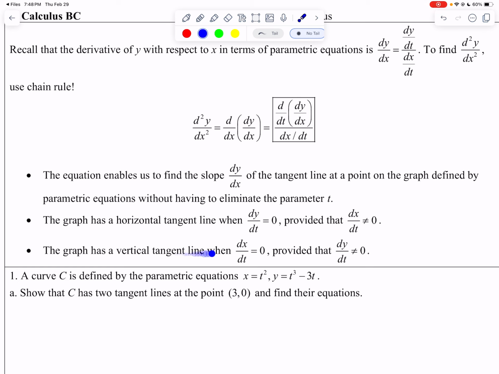This should have been on the previous video. However, on the previous video, we were just talking about arc length. So this is now specifically for dy/dx here. So here, if dy/dt is 0, then we are looking for horizontal tangent lines. And if dx/dt is 0, then we are looking for vertical tangent lines.